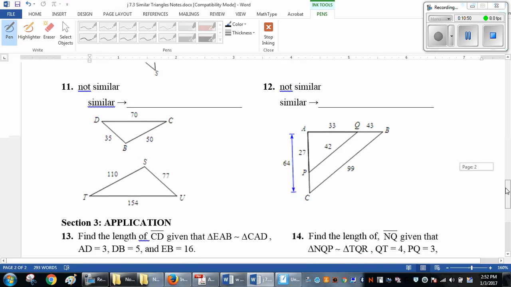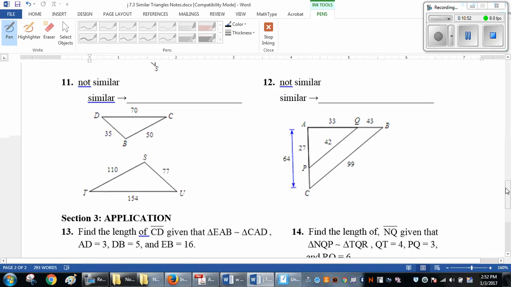All right, 11 and 12. Now look, we don't have any angles. We have a whole bunch of sides. So now we're checking, are all three pairs of sides proportional? So if we don't have angles, we got to check all three pairs. So let's use that trick again, and let's start with either the largest ones or the smallest ones. Okay, so I'm going to start here. The largest one here is 70. The largest one here is 154.